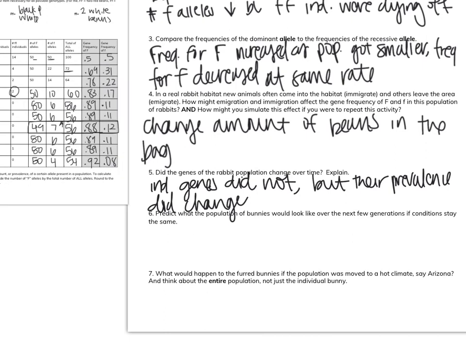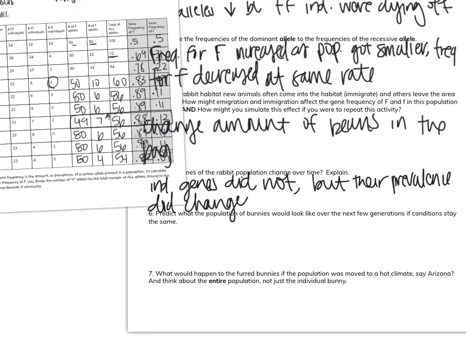Okay, number 6 said, predict what the population of bunnies would look like over the next few generations if conditions stay the same. So if the weather stays the same and the little f bunnies are dying off, if no bunnies are emigrating or immigrating, if the conditions all stay the same, what would the population look like over the next few generations? Okay, so let's pull back up our data.